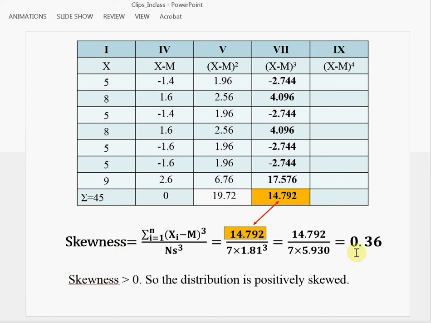So skewness is 0.36. This is a positive value larger than 0, so we say that the distribution is positively skewed. This means that in the data set there are large outliers. Okay. So this is the skewness.